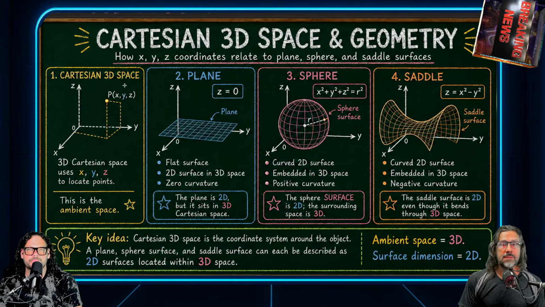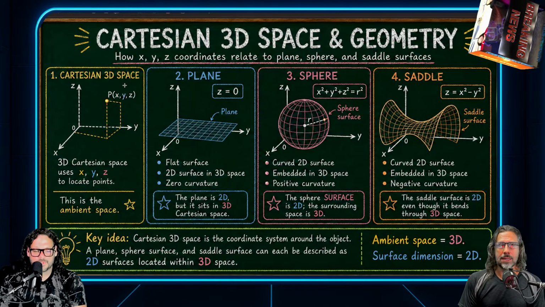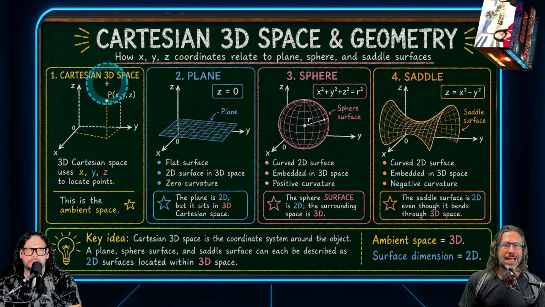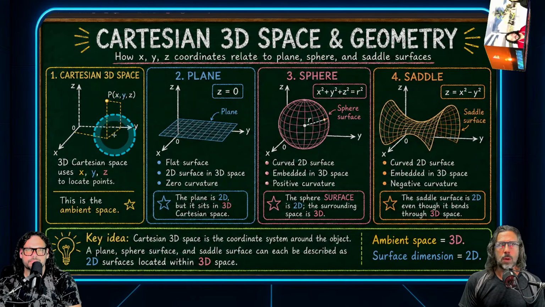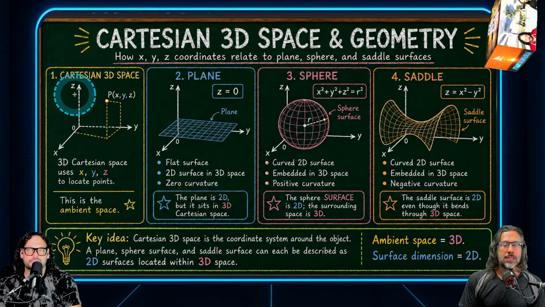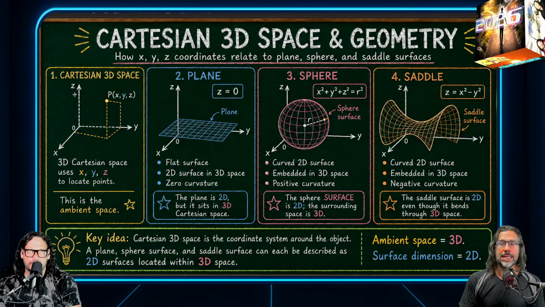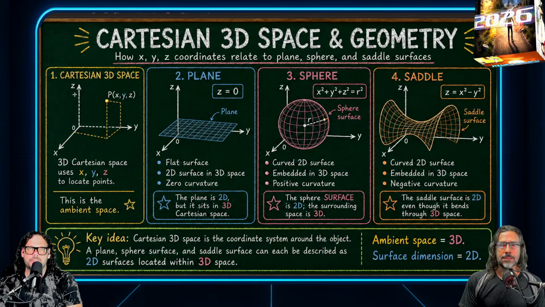We work in 3D video editors and 3D modelers. And Cartesian 3D space has three axes. You have an X, a Y, and a Z, and this can show any point in space. And this is how 3D modeling is actually done.